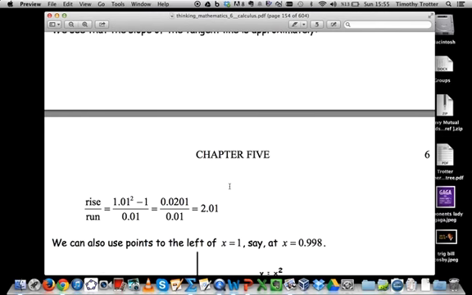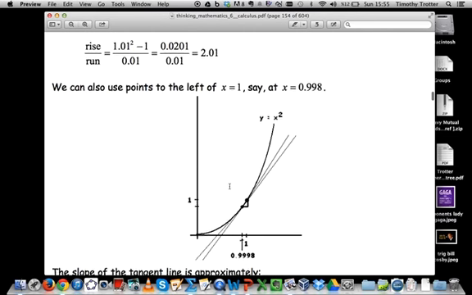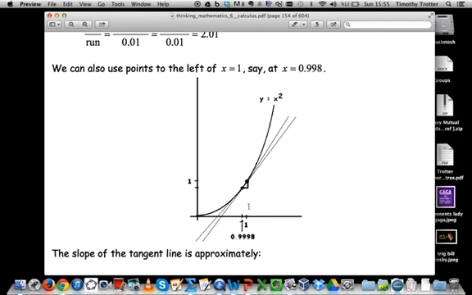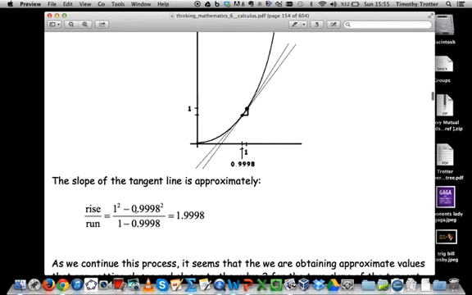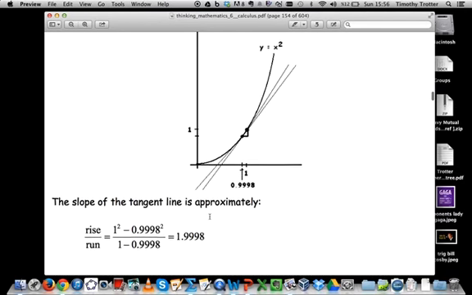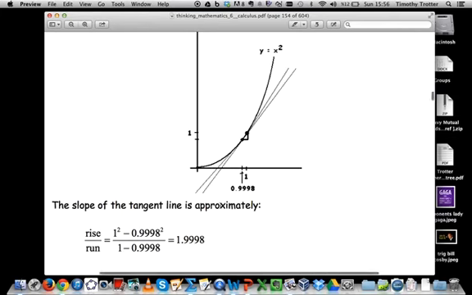Now here's an interesting twist. What we can do is, instead of moving to the right a little bit of our desired point, which was x equals 1, what if we move a little bit to the left? All right, let's say we move back to 0.9998. What we can do again is find the y value, find the rise over the run, and we get 1.99998. All right, now let's take a look at what we're finding.